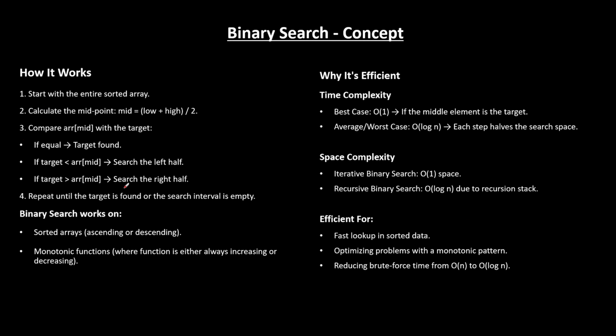Now how binary search works, fine, that's the important thing. Suppose let's take a range: 1 2 3 4 5 6. Okay, and start with the entire sorted array. So this is a sorted array, right? Now how does it work? We calculate the midpoint. How to calculate the midpoint? Indices 0 1 2 3 4 5, right?